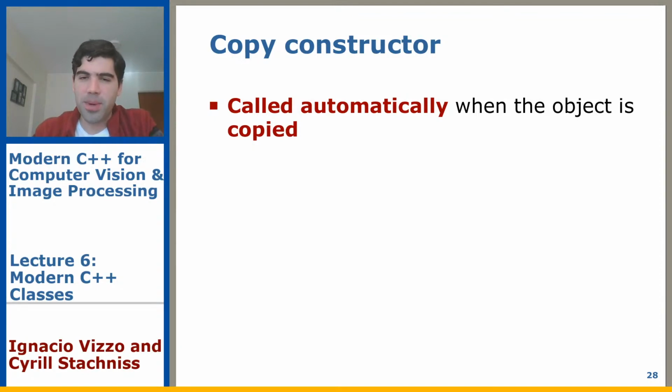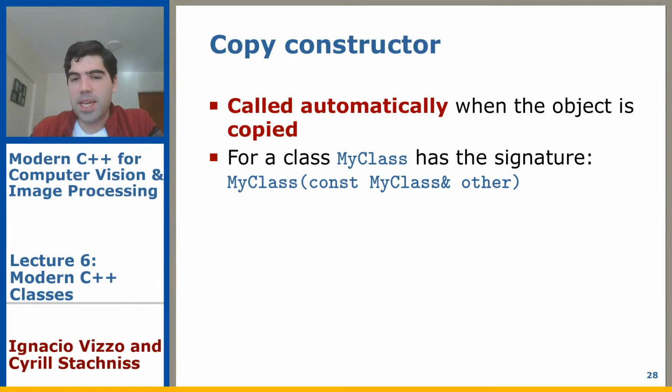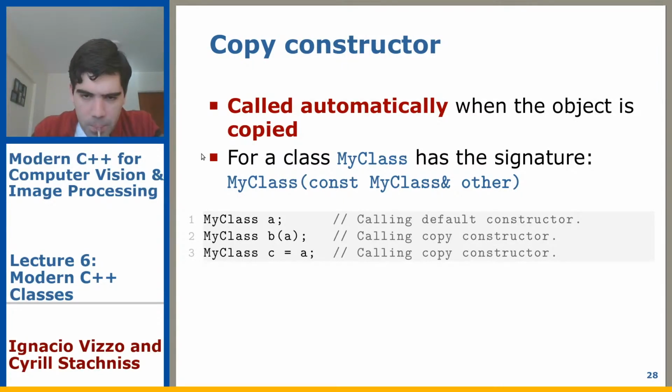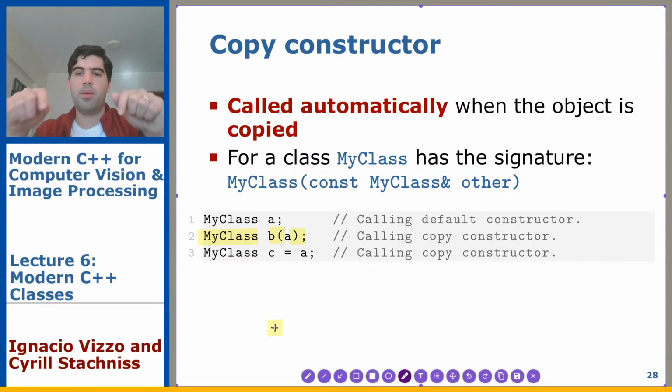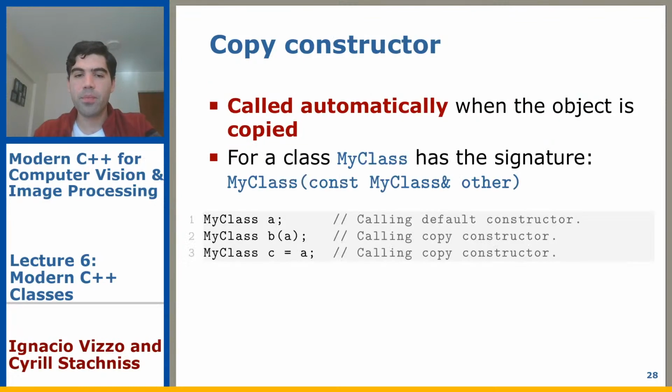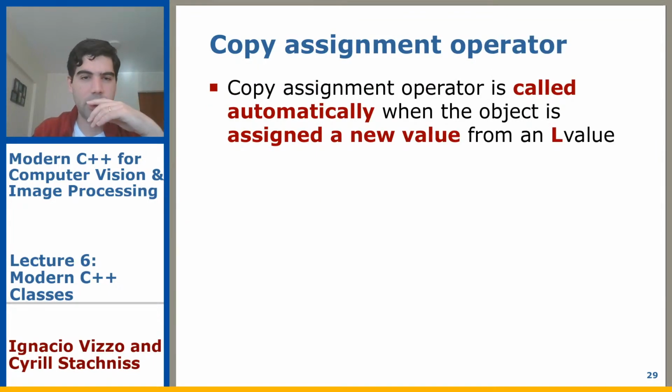So this is called automatically when the object is copied. For a given class, the signature of this copy constructor is like this. And there's here an example of usage. So when you create a new instance of my class and then you use the parentheses operator, then you're basically calling this copy constructor. So maybe you want to define your own implementation on how you should copy data.